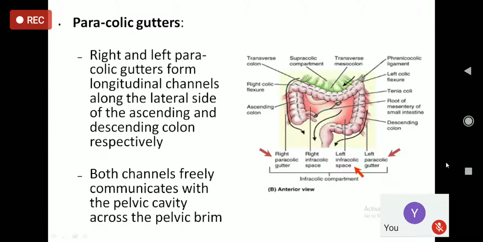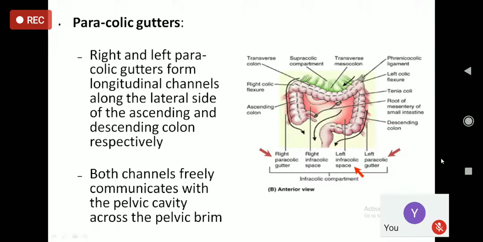Move on to the paracolic gutter. Yesterday we discussed the space on each side of the ascending and descending colon. They are the paracolic gutters. So this is the right paracolic gutter and this is the left paracolic gutter.